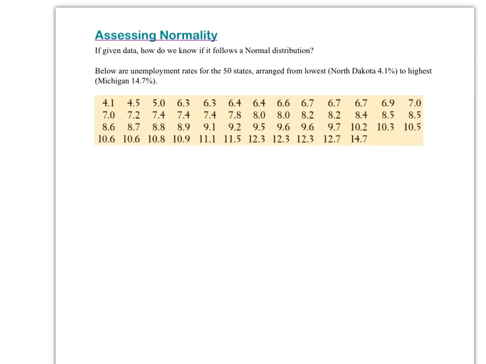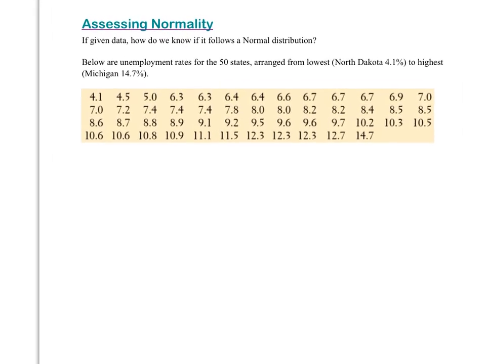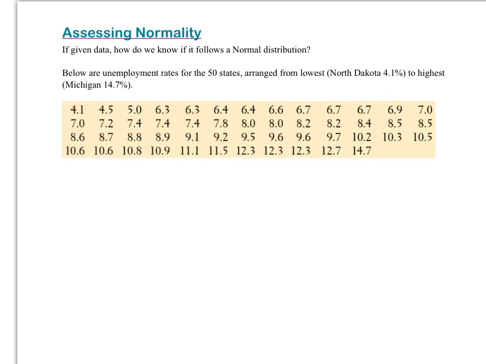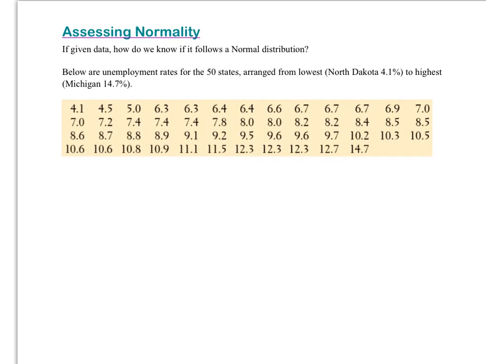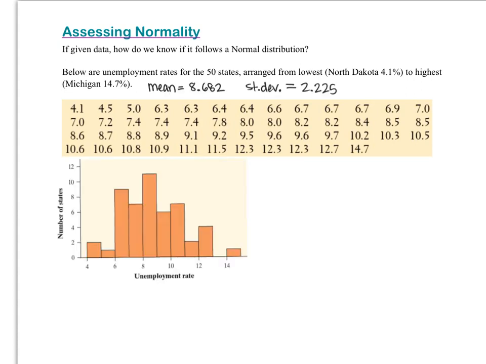Assessing normality means we want to determine whether a particular set of data follows a normal distribution or approximately follows a normal distribution. Here we have some data: unemployment rates for the 50 states, ranging from lowest to highest. In a minute, you're going to pause the video, put this data into your calculator, calculate the one variable statistics, and then draw the histogram, and then turn the video back on.